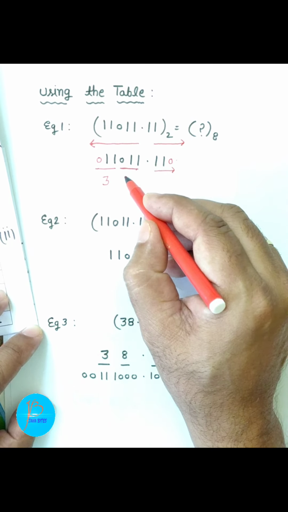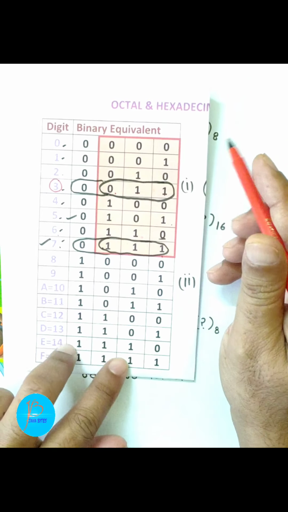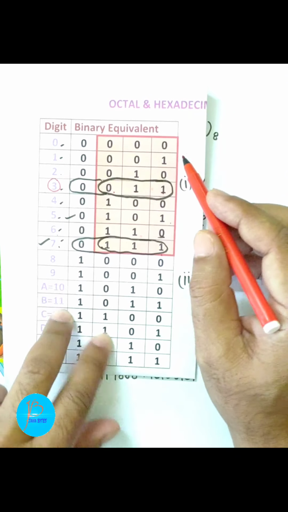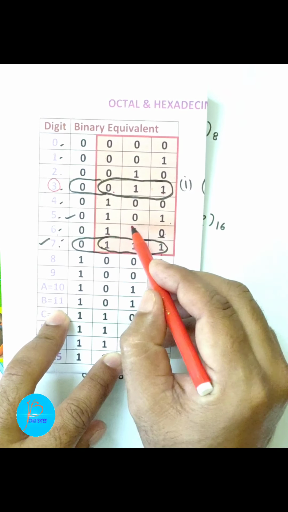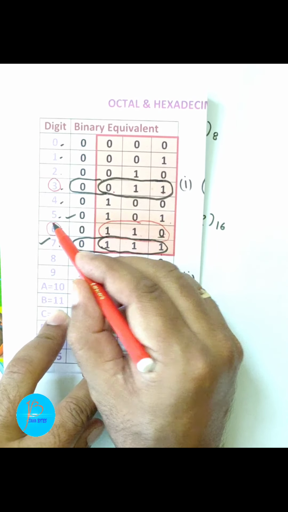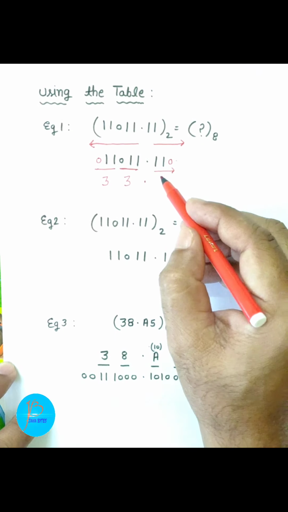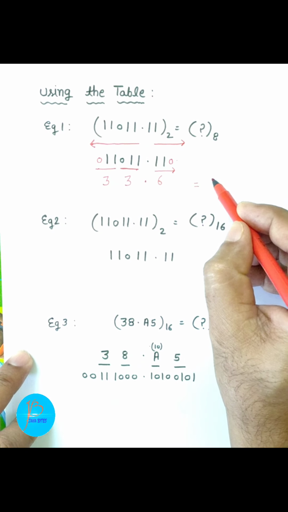Then point, copy down the point, and then 110. Again take the help of the table and find where 110 is. So children, you can see that 110 is the equivalent of octal 6. So it is 6. So your answer appears as 33.6.